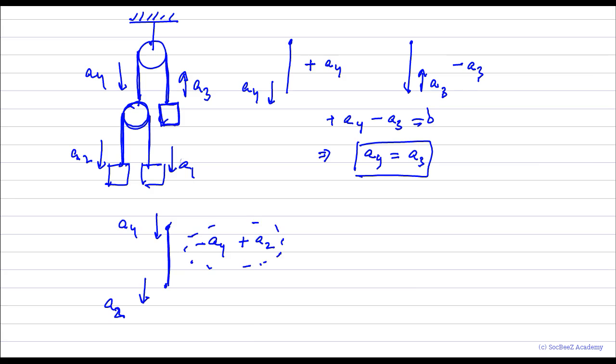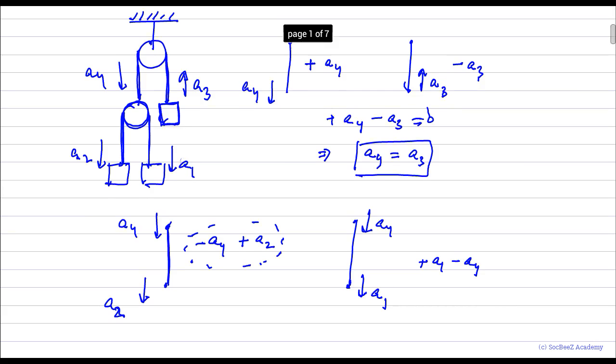Now let me draw the second segment of the second string. This is my second segment of the second string. This end is moving downwards with an acceleration of a1, and this end, since it is attached to the second pulley, is moving downwards with an acceleration of a4. So I'll write down plus a1 because this end has a tendency to increase the length of the string, minus a4 because this end has a tendency to decrease the length of the string.